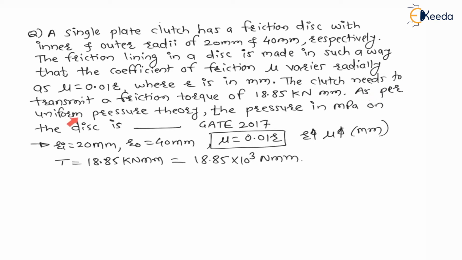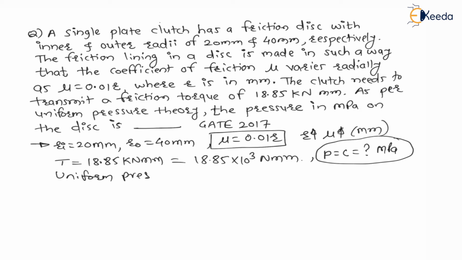As per uniform pressure theory, the pressure in MPa on the disc is, now as per uniform pressure theory means we have to consider the pressure is equal to constant. And what is this pressure in MPa? In MPa we have to calculate it, it is Newton per mm square. Now they are asking you to use uniform pressure theory. Uniform pressure theory means the pressure is constant here, and this constant we have to calculate in Newton per mm square.